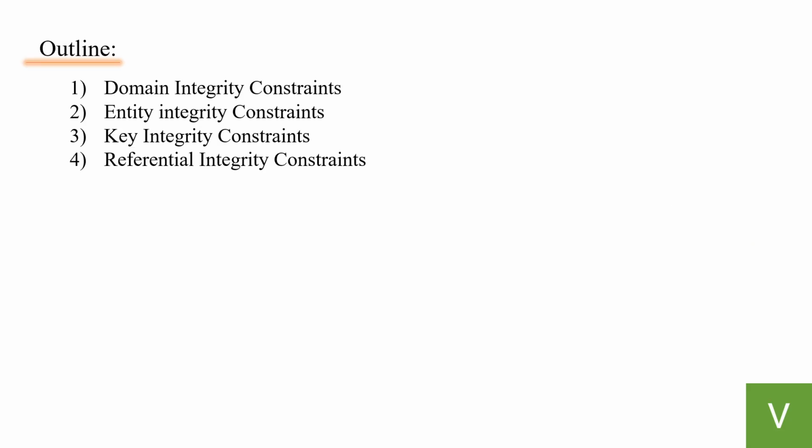So what is a constraint? A constraint is a set of rules or restrictions which need to be followed while inserting values into the database. There are a total of 4 types of integrity constraints. First one is domain integrity constraint. Second one is entity IC. Third one is key IC. Fourth one is referential IC.